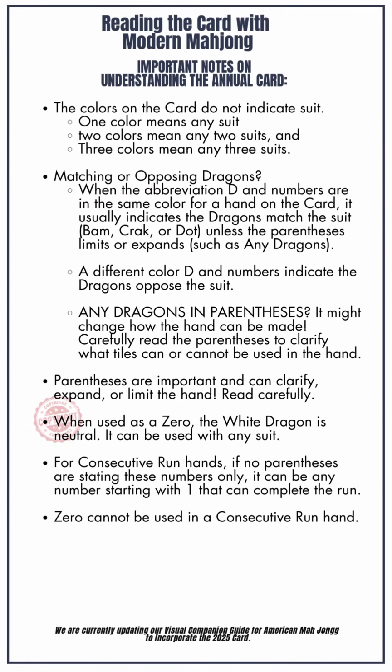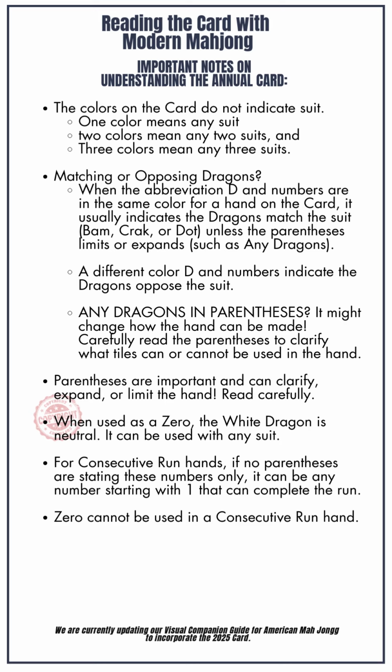Just some reminders overall, as general for all the cards, the colors don't indicate the suit. 1 color indicates 1 suit, 2 means you need to do a suit change, 3, another suit change. So 1 suit, 2 suit, 3 suit. Matching and opposing dragons. Usually, if a D is written in, some people say it's navy, some people say it's black, but if a D is on the card and it's just neutral, that could be any dragon, and you have to read the parentheses to see if it's limiting or expanding it.